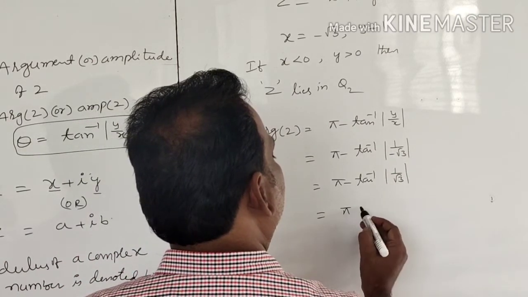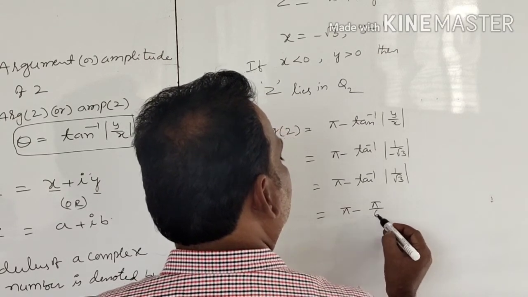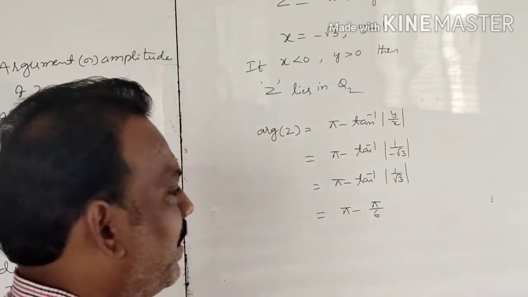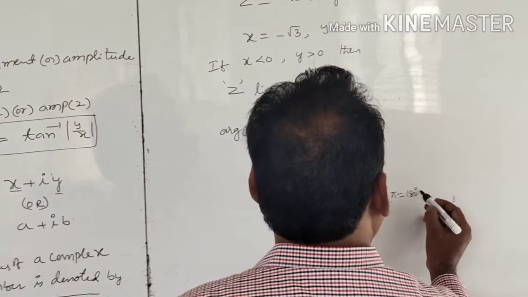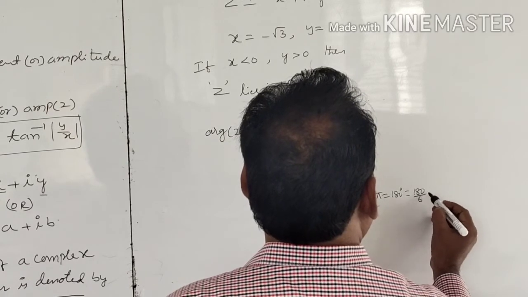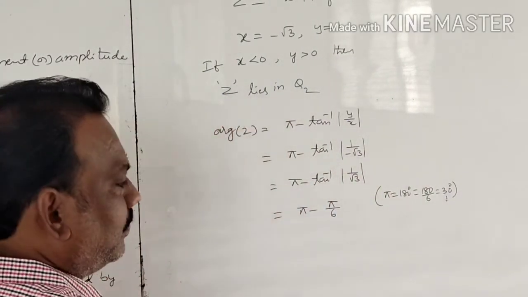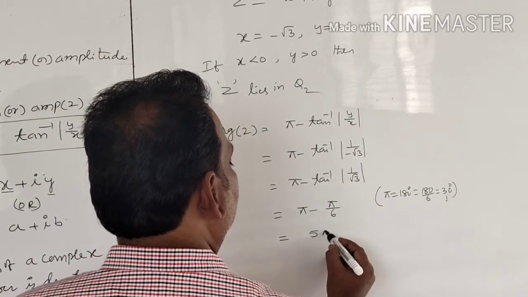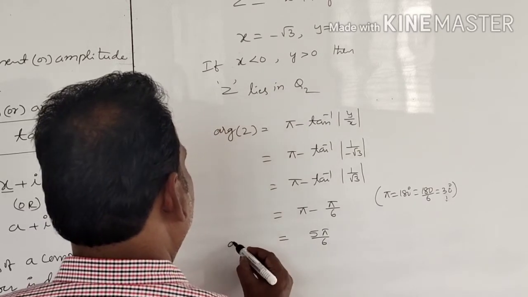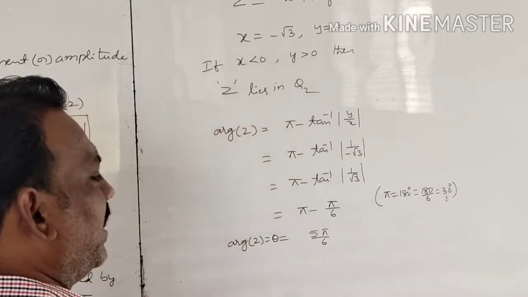Tan inverse 1 by root 3 is nothing but 30 degree, that is pi by 6, because I told pi is equal to 180 degree. You can write 180 by 6 which is equal to 30 degree. Correct, students? So you make it LCM 6 pi minus pi, 5 pi by 6. This is the argument of z which is equal to theta value.